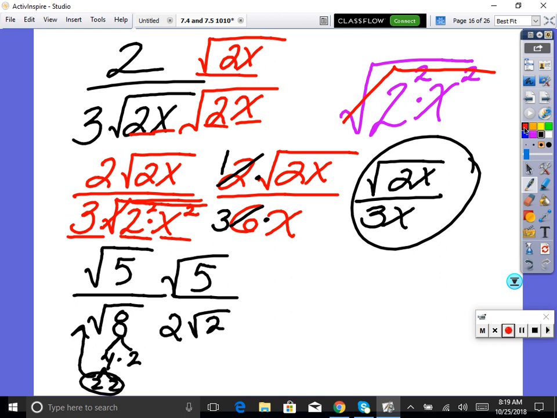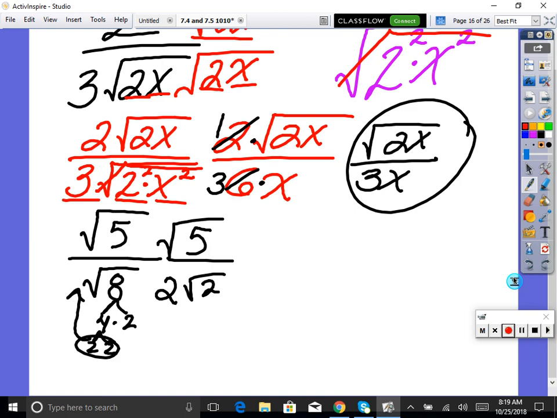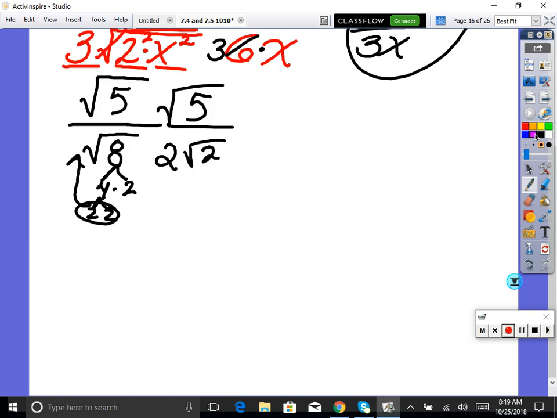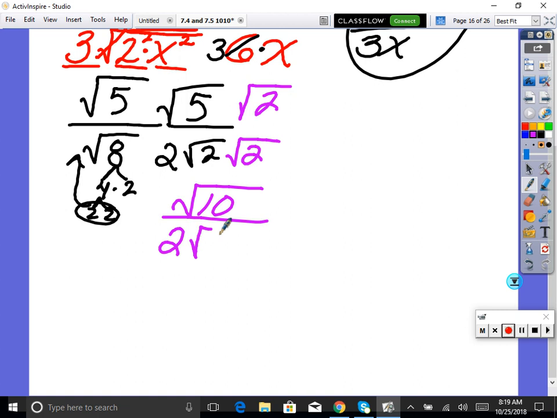So then from there you'll say, okay, I need to rationalize my denominator because it is not appropriate to have a radical in the denominator. So I'm going to multiply by root 2, aren't I? Root 2, so then on top I have square root of 10, and on bottom I have 2 times the square root of 2 squared. So root cancels out with power. So we have root 10 over 4.